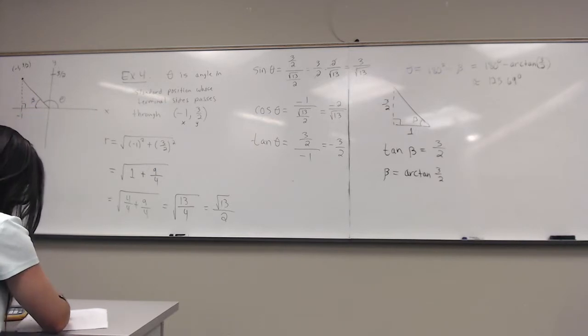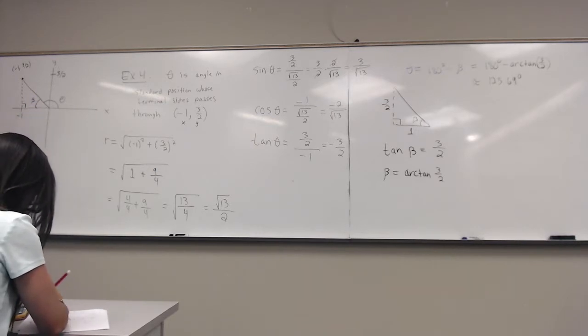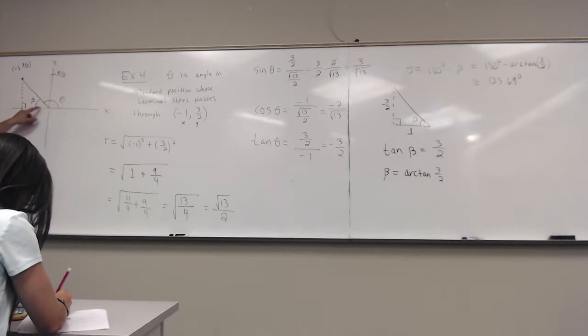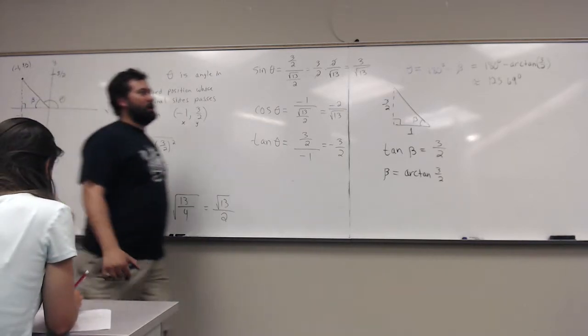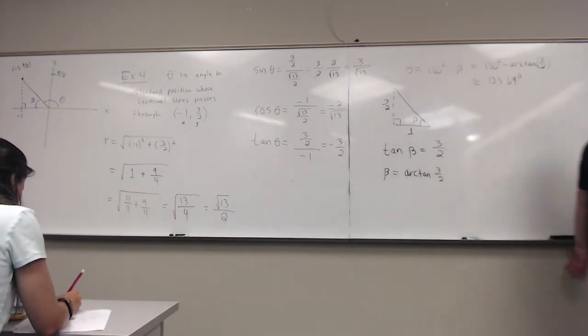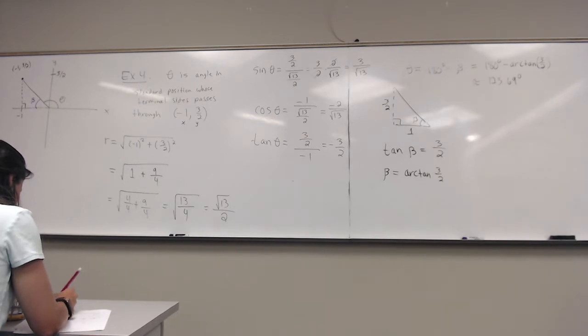Now it's going to be different depending what quadrant you're in. My given point might have been in this quadrant down here. In that case, theta would have been 180 degrees plus the angle inside the right triangle. So it's going to be a little bit different depending on what quadrant your point is in.